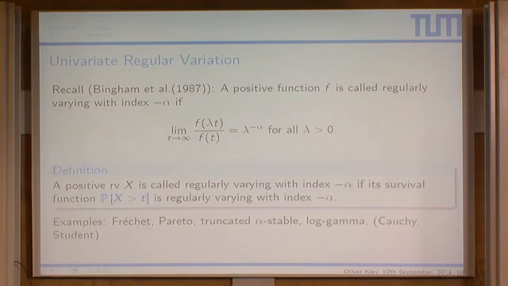Okay. And a random variable is called regularly varying if its survival function is regularly varying with index minus alpha. Several examples are Pareto, alpha-stable, log-gamma, and also Cauchy and Student. But Cauchy and Student are two-sided, so you have to adjust the definition for that.